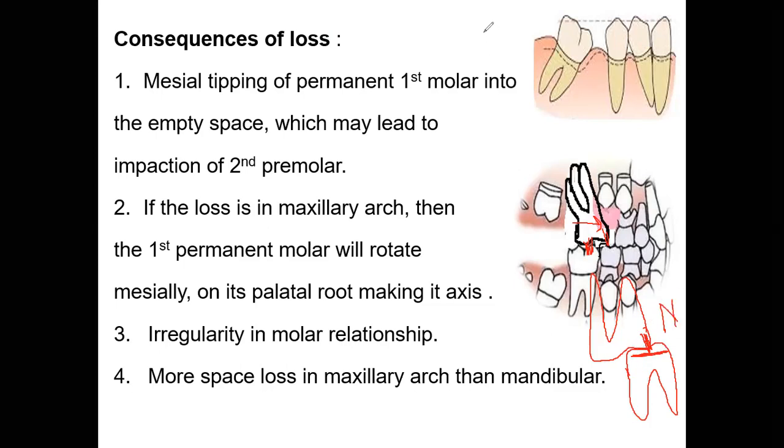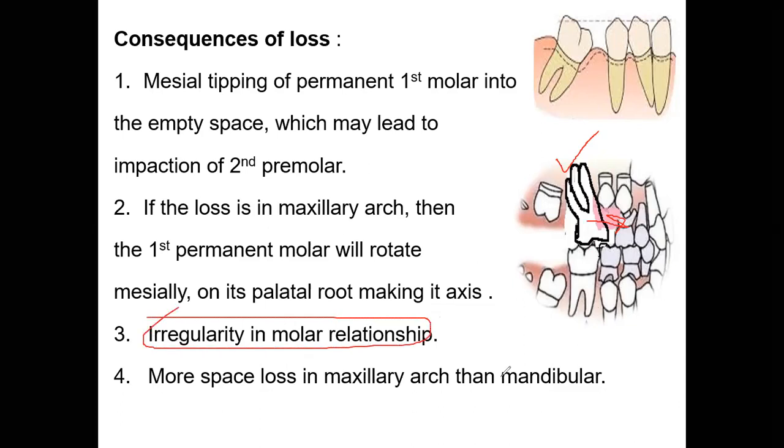But here in this case, the mesiobuccal cusp has gone forward. This is not normal classification. This is not a proper molar relationship. So the consequence of the loss of the second deciduous molar is that the first permanent molar in the maxilla will rotate. The rotation will lead to mesial tipping of the tooth and will ultimately cause irregular molar relationship and more space loss in the maxillary arch. The space will be lost in the maxillary arch, and the teeth which are supposed to erupt in that particular space will be impacted, or they will go to some abnormal position, or they will lead to malocclusion.